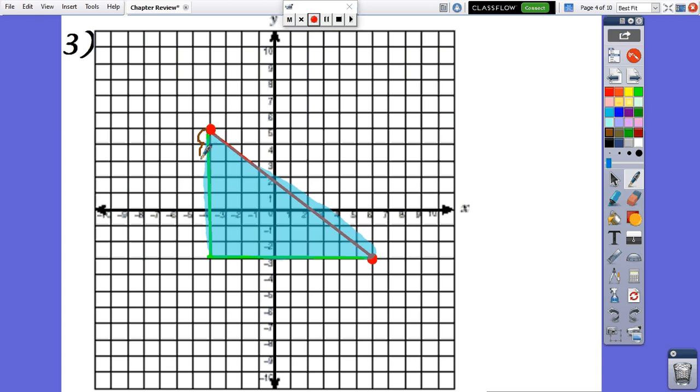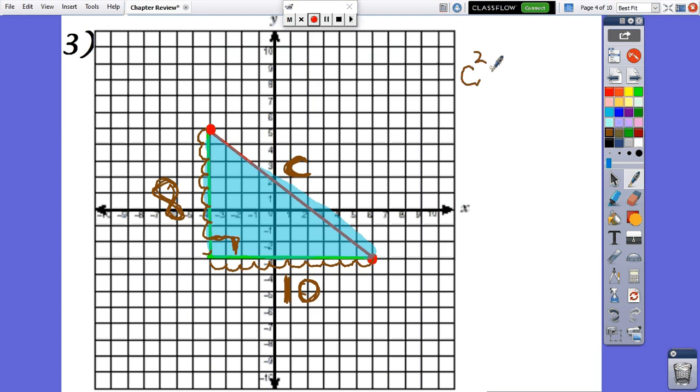So here's 1, 2, 3, 4, 5, 6, 7, 8. So this side has a length of 8. And here's our right angle down here. And this side has a length of 1, 2, 3, 4, 6, 7, 8, 9, 10. And then in these problems, we were always solving for the hypotenuse, or the c side.